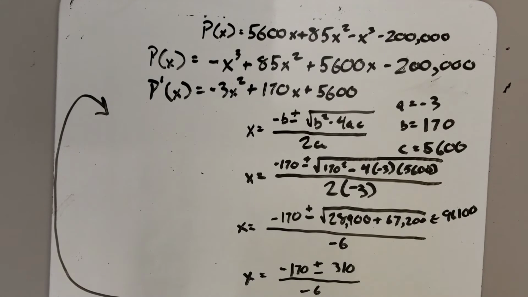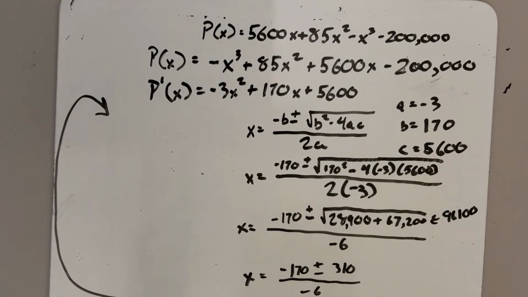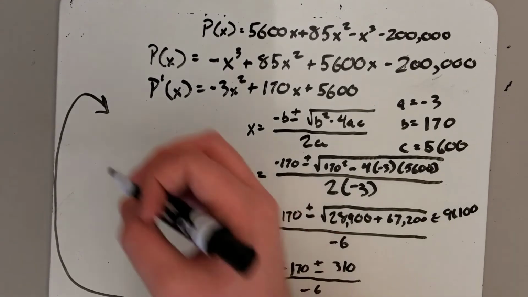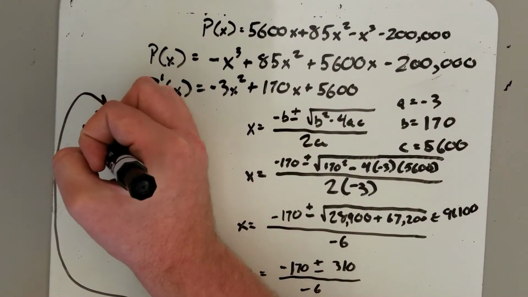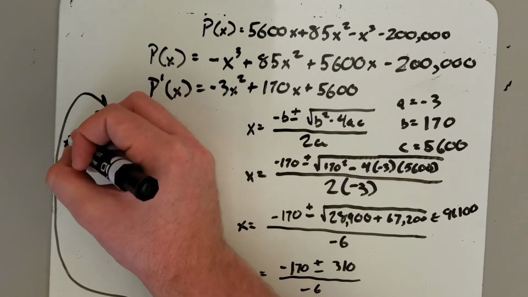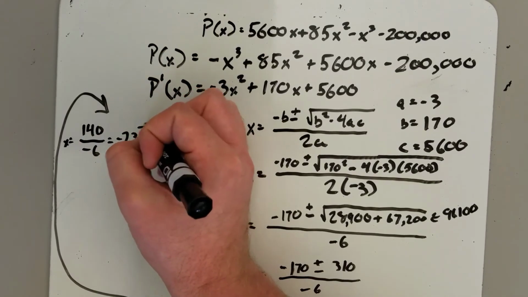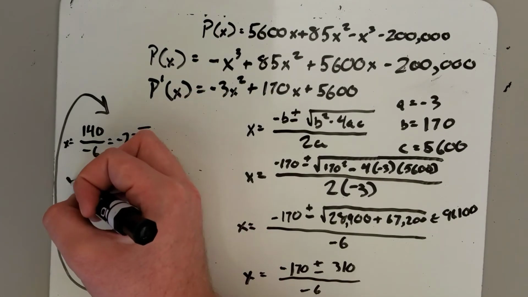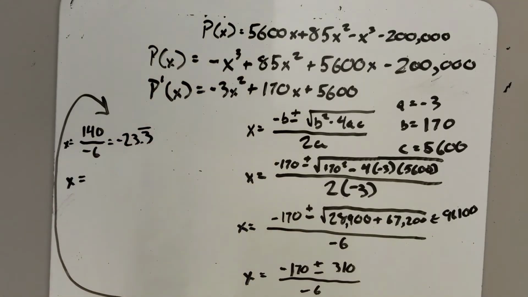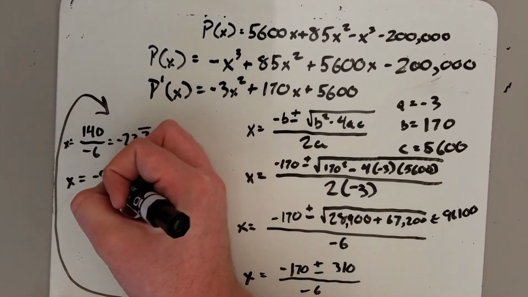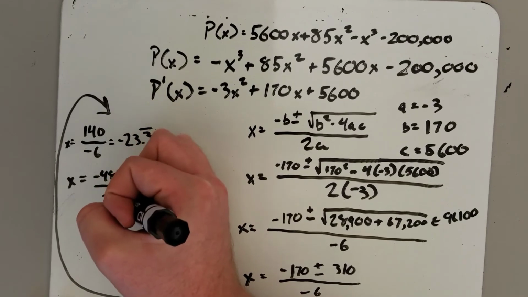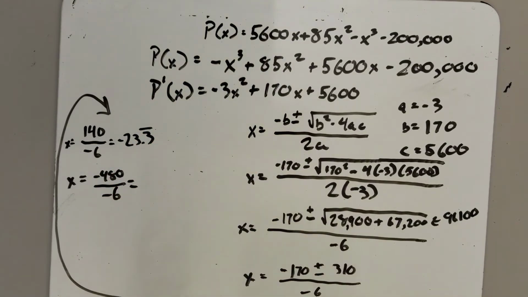So I have negative 170 plus 310 divided by negative 6. Okay, so I have 140 over negative 6, which is going to equal negative 23.3. I'm going to have another answer, and that's going to be x is equal to negative 170 minus 310, which would be negative 480 over negative 6, which is going to equal 80.